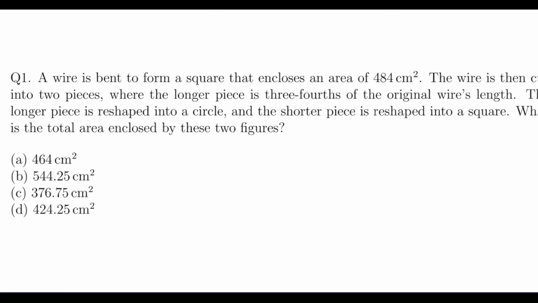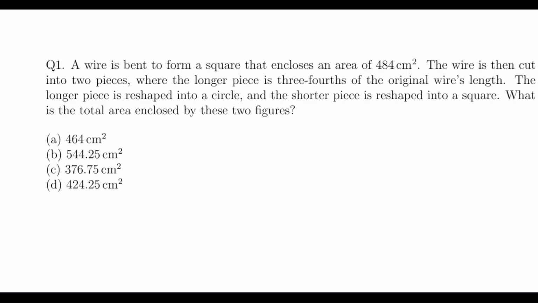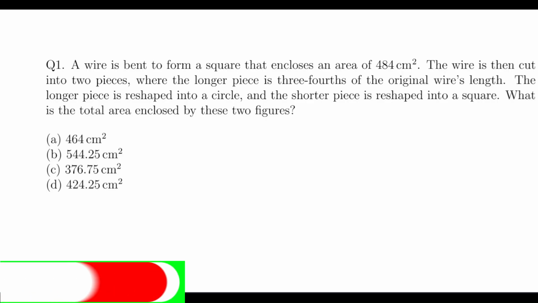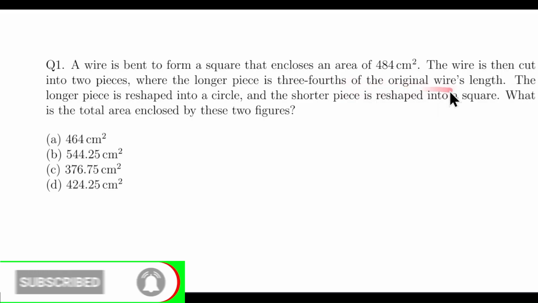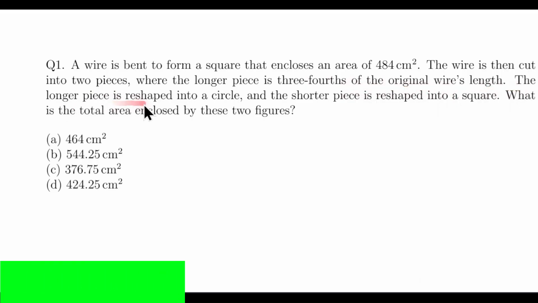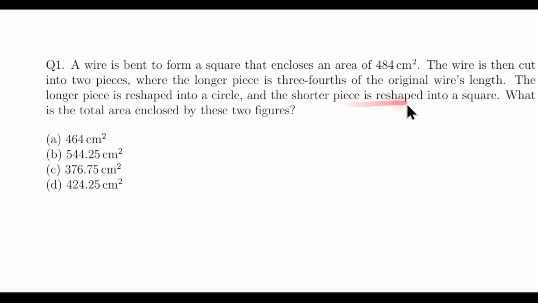Right. The first question has a little bit of geometry and algebra both. A wire is bent to form a square that encloses an area of 484 centimeters square. The wire is then cut into two pieces where the longer piece is 3/4 of the original wire's length. The longer piece is then reshaped into a circle and the shorter piece is reshaped into a square. What is the total area enclosed by these two figures?